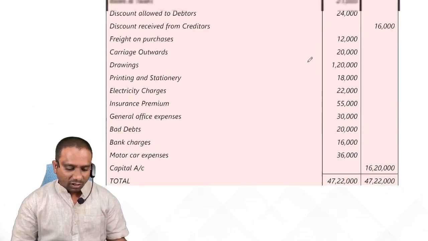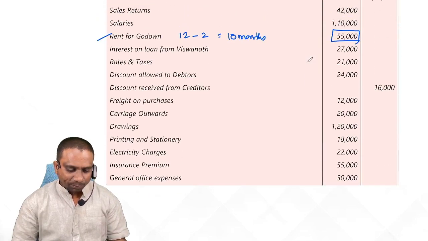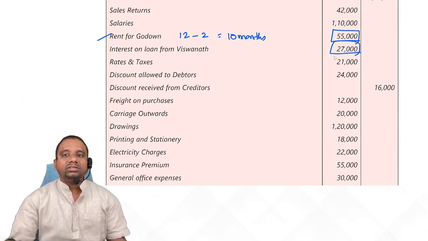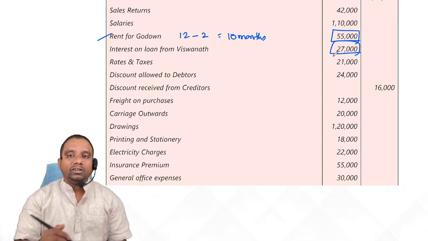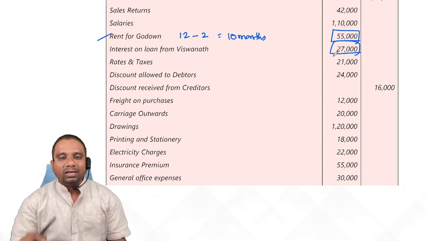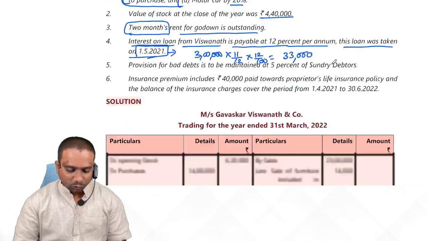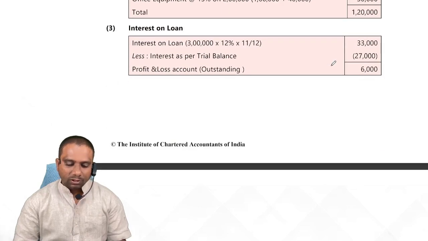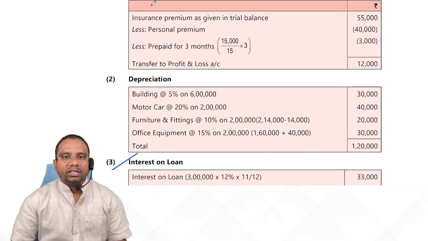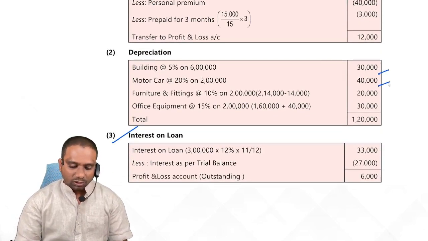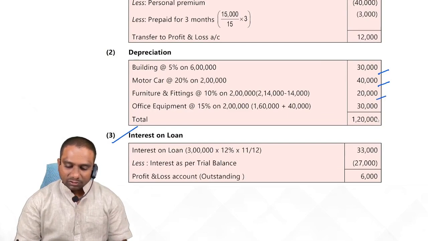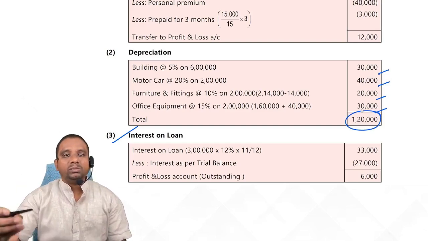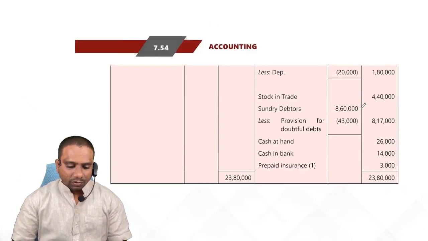Observe. But out of that, how much interest expense have they given? Interest on loan from Vishwanath 27,000. Means 6,000 interest we have to pay. So in the P&L account, in total we show 33,000 rupees interest and the remaining 6,000 rupees in balance sheet liabilities side. So here you can observe the working note. Yeah, look at this, this is an important working note. Now here they have given the depreciation working note: building, motor car, furniture and fixtures, and office equipment. Total depreciation, P&L account debit. After deduction of depreciation, show the remaining balances on the asset side. Next one.